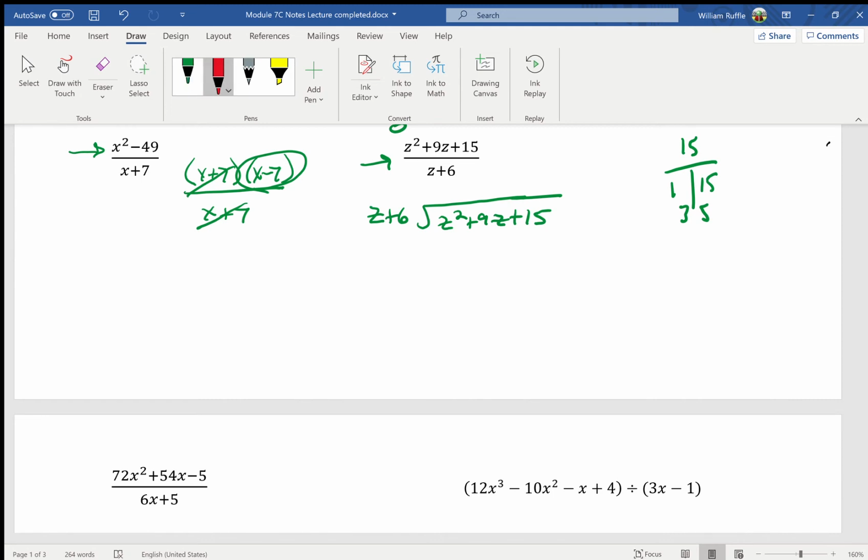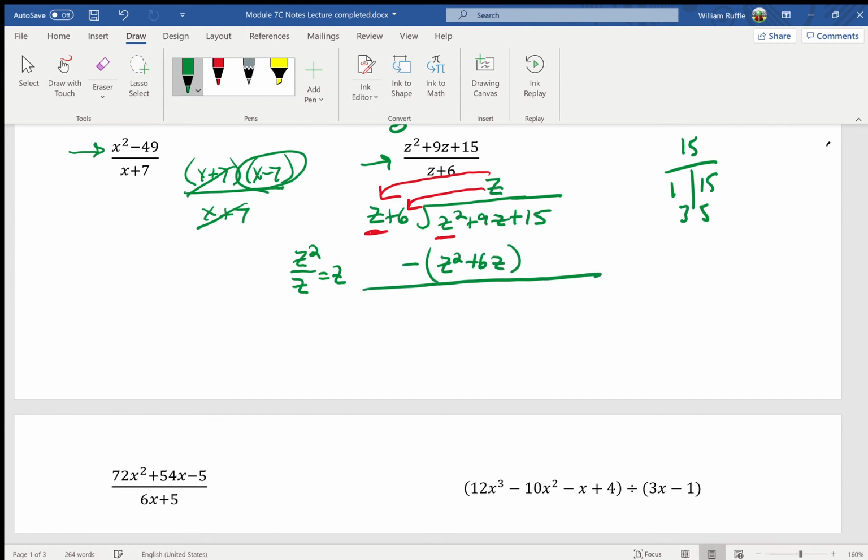As always, I look at my first 2 things here. So z squared over z just reduces to z. So the first thing I'm going to write up here is just a z. Then I'm going to distribute the z to here and the z to here. Z times z is z squared. Z times 6 is plus 6z. And remember, I'm subtracting both of those.